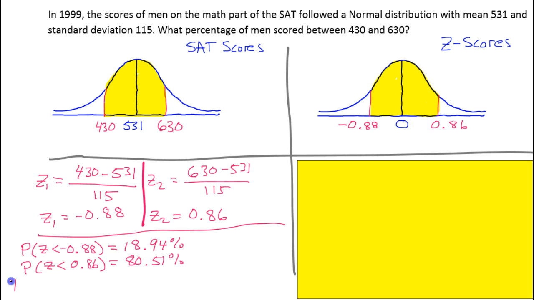Well, first of all, here's the notation for between. I would say negative 0.88 is less than z, which is less than 0.86. That means the percentage of z-scores between these two numbers. Now, if I want to find that, all I have to do is subtract. All right, if I take the two left percentages and subtract them, then that will tell me the percent between. So I'm just going to do the bigger one minus the smaller one.